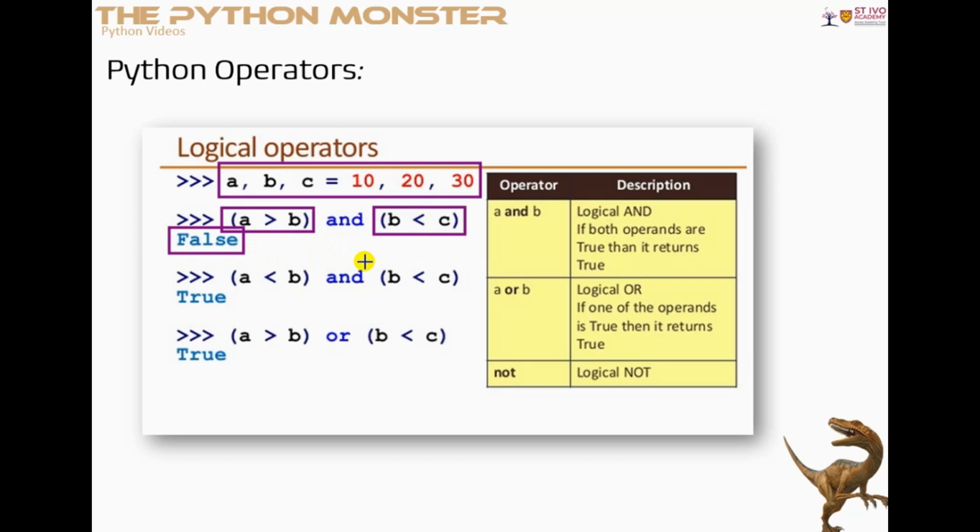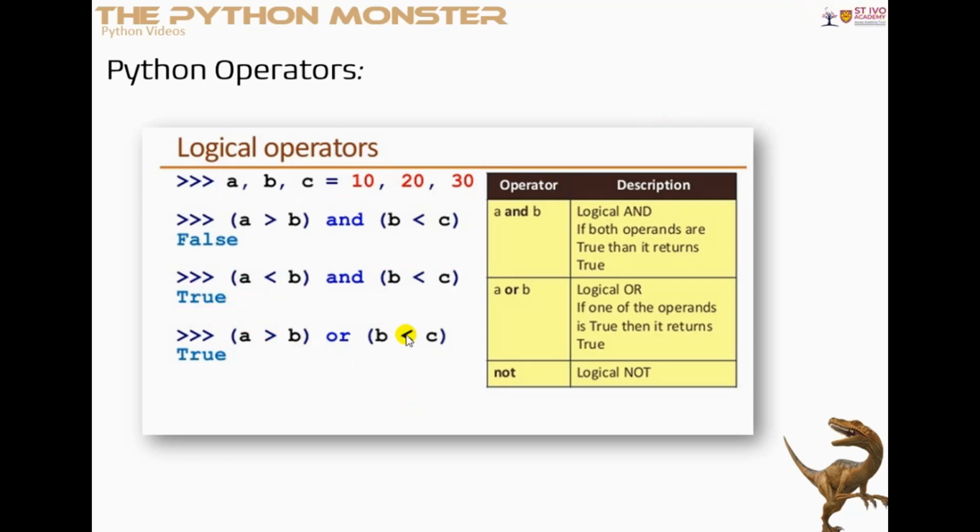So with an and logical operator, both the left hand side and the right hand side of the expression have to be true for the entire expression to be evaluated as true. If we look at the next example, a less than b, that is true. b less than c, that is also true. So the entire expression is evaluated as true.